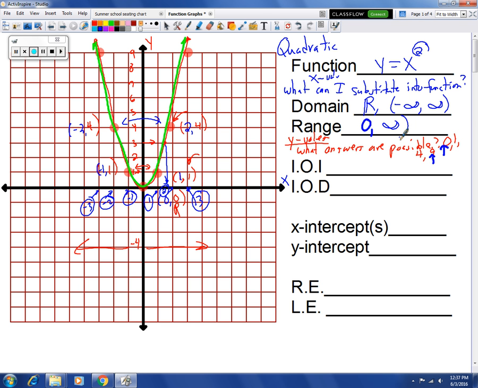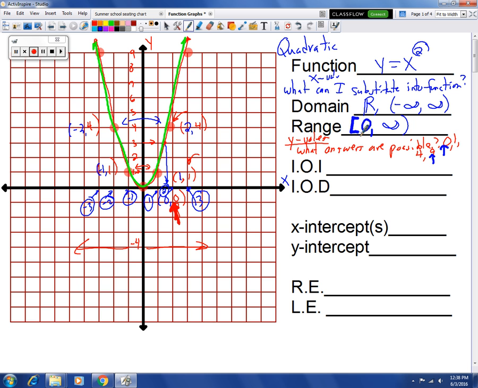Now, what about the 0? Do we use a parenthesis there, or do we use a bracket? Really, the correct answer is a bracket, because we actually do get a y answer of 0. It's hard to see, but right here at the origin, we get an answer of 0. So when we can actually get that answer, we have to use a bracket. We can get anything above 0 also, like 1 or 2 or 3 or 5 or 10 or a million. So that's the range.